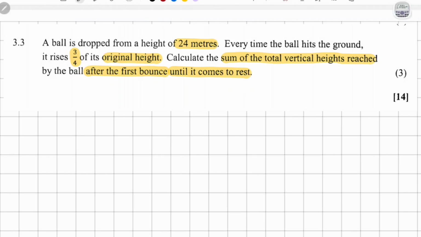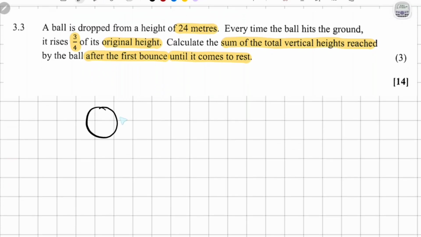And I'm just going to use a drawing to really just break it down. So we have this ball, right? And this ball is being dropped from a height of 24 meters. Now, every time the ball hits the ground, so it eventually hits the ground, right? Every time it hits the ground, they say that it rises 3 over 4 of its original height. Okay, we have to really think about that. If it hits the ground, it rises 3 over 4 of whatever its original height was, which is the 24.